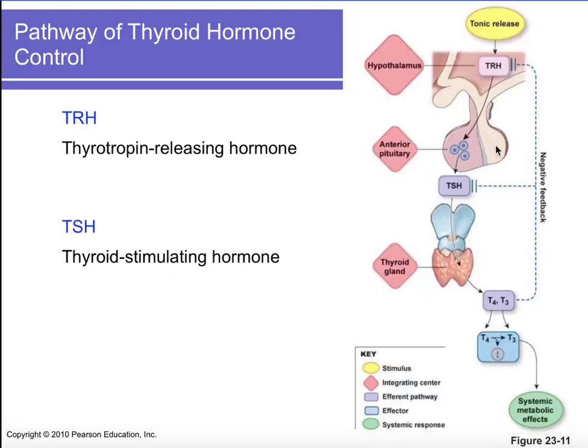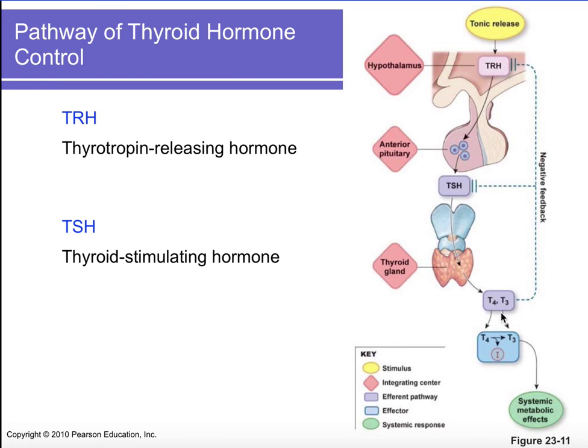So how is it released, or how is it stimulated to be released? Our hypothalamus will release TRH, which stands for thyrotropin releasing hormone. It will go through our hypothalamic hypophyseal portal system to our anterior pituitary and stimulate these endocrine cells to release TSH, thyroid stimulating hormone. And it tells you what it does. It stimulates the thyroid gland to release thyroid hormone. So it's going to go to the thyroid gland and stimulate the release of thyroid hormone.